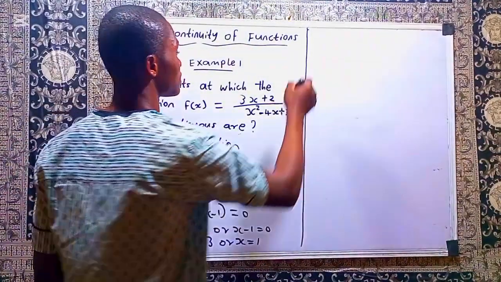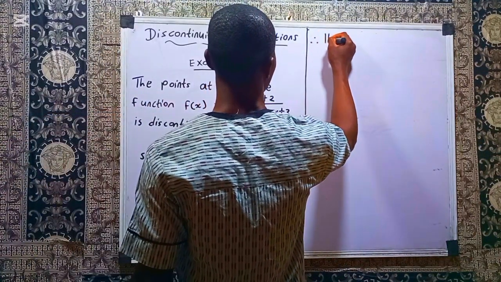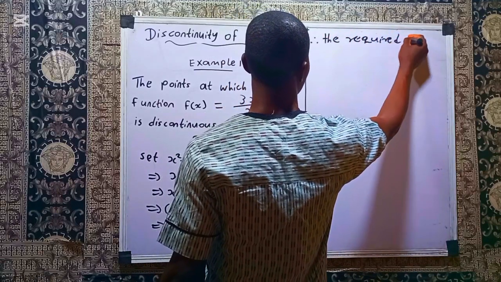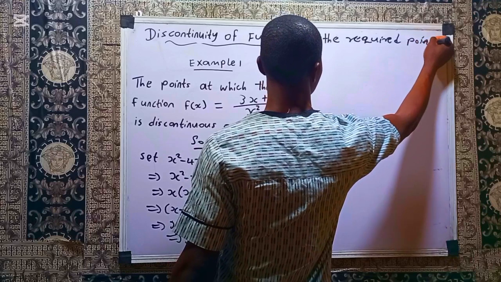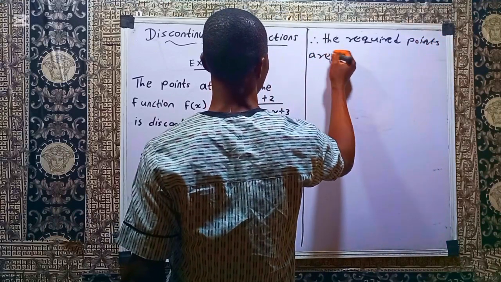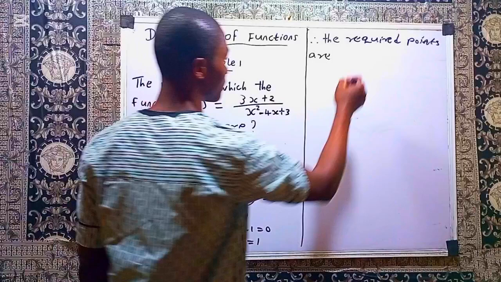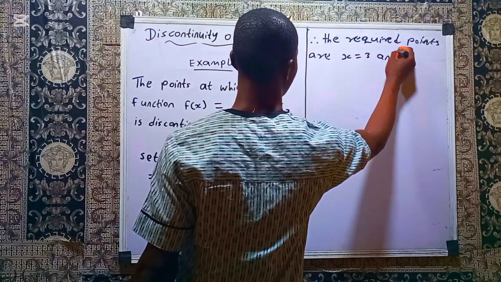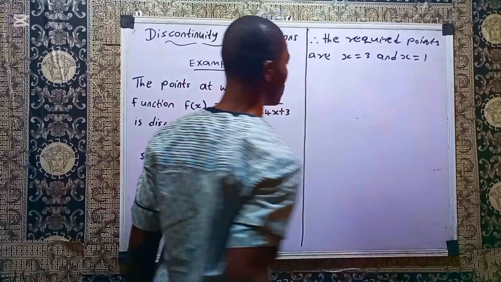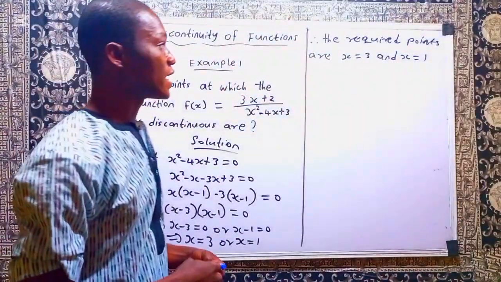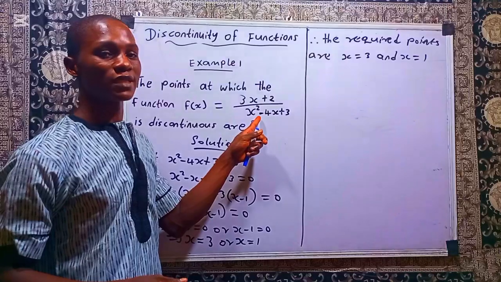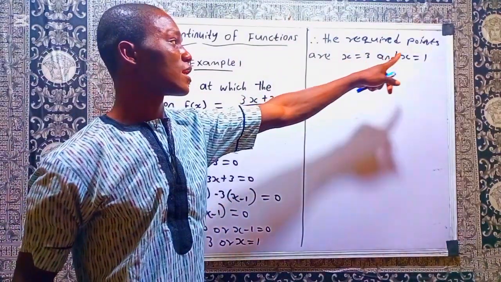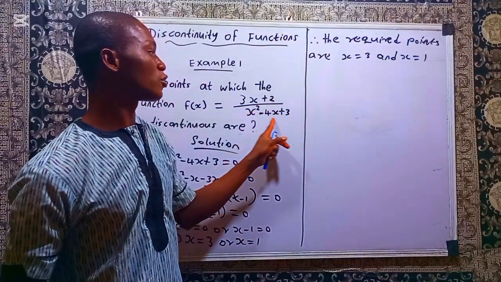So the required points are, so we got what? x equals 3, and x equals 1. So when x is 3 and when x is 1, you are going to get that this function will be discontinuous. Why? Because x equals 3 and x equals 1 will make the denominator 0.